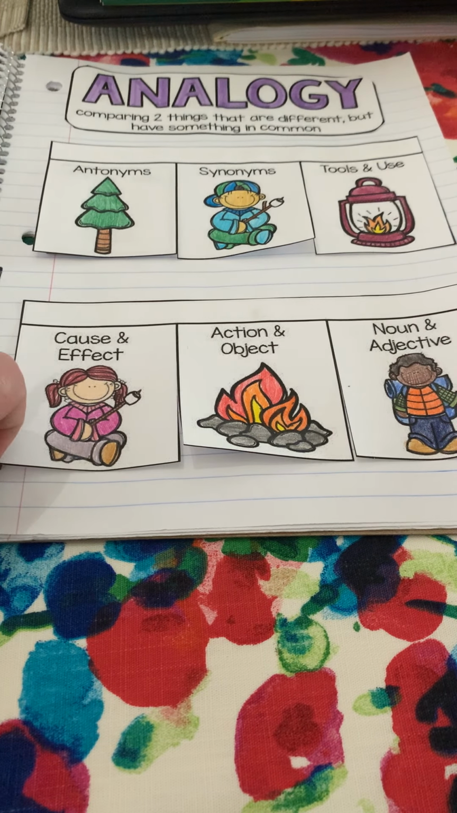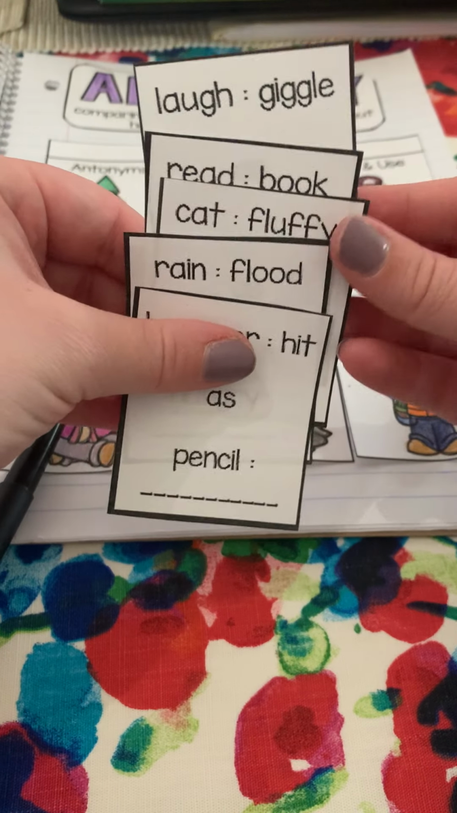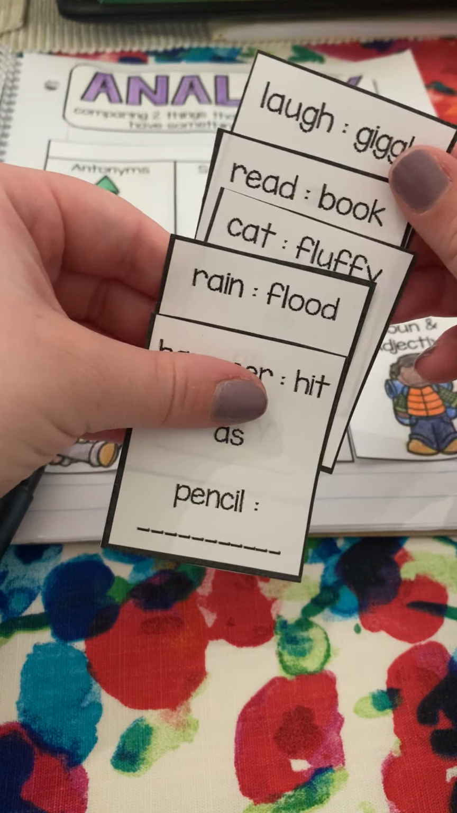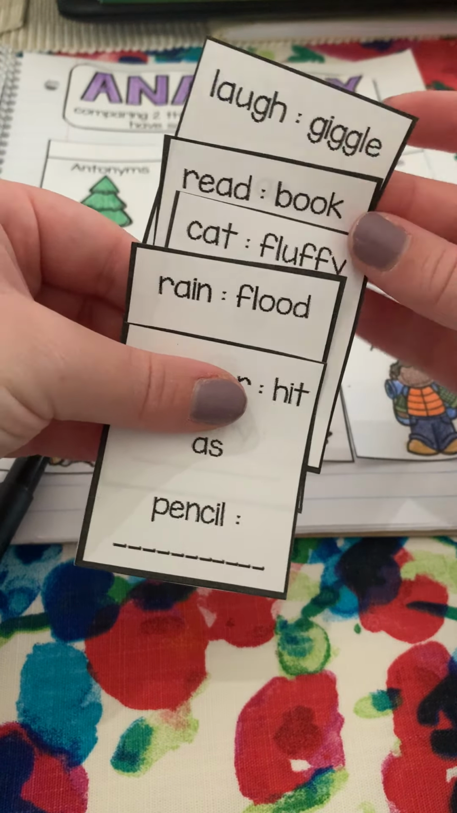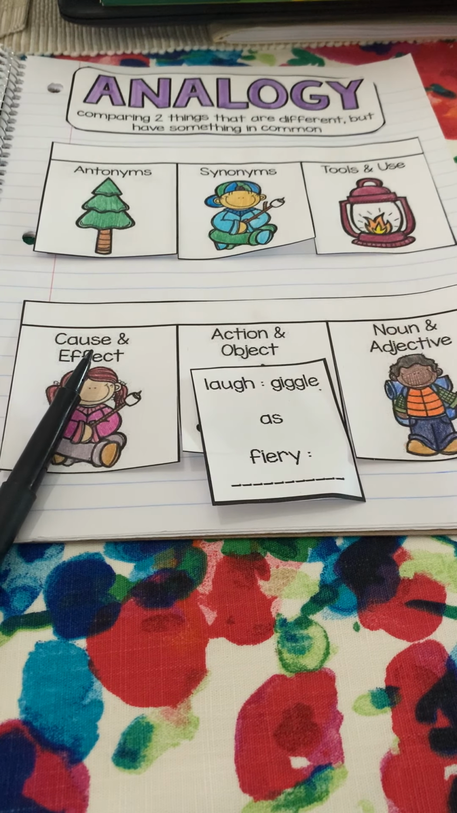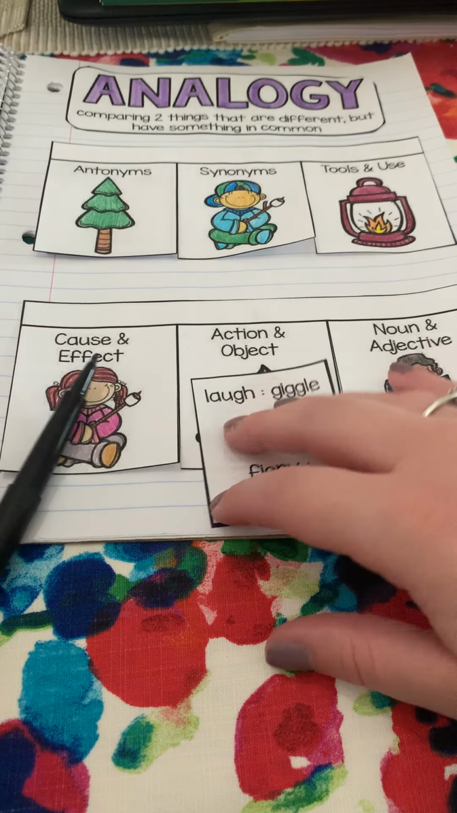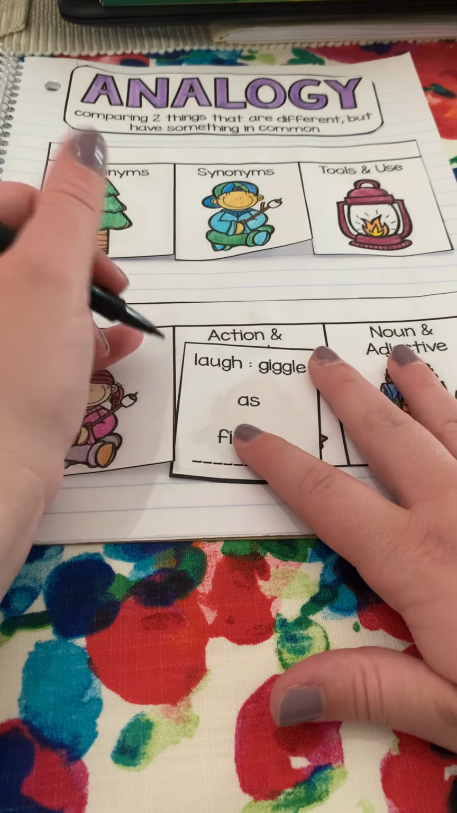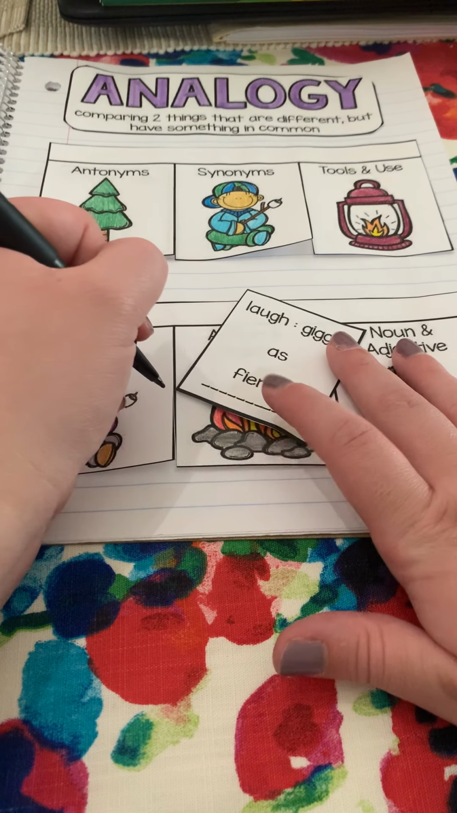Then synonyms are two words that mean the same thing. So look through your pile again at the top words and find the ones that mean the same thing. All right, so laugh and giggle are synonyms. They mean the same thing. You could say, I laughed at the joke, I giggled at the joke. It means the same thing no matter what you put in the sentence.